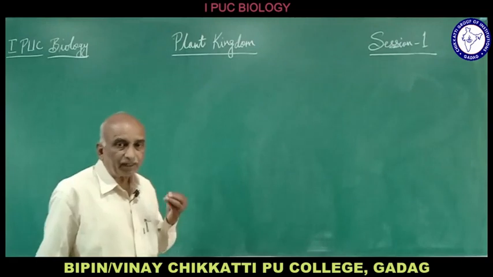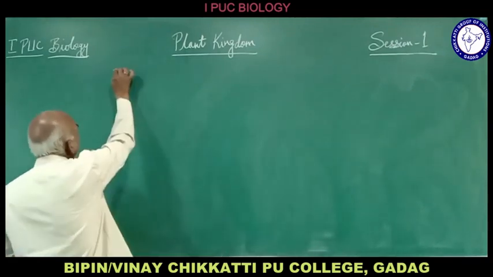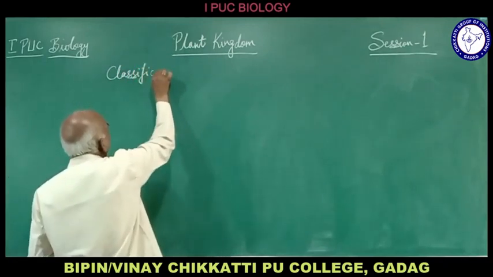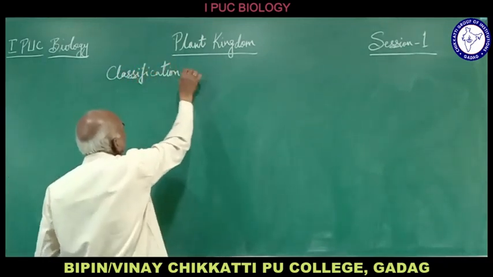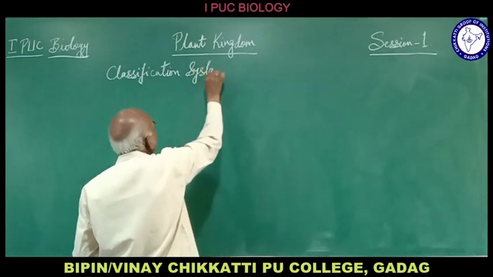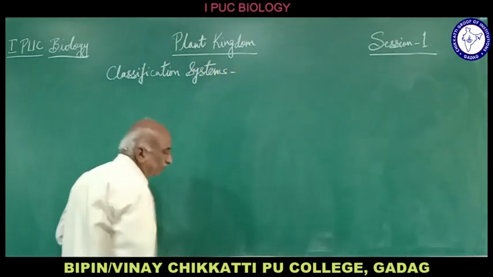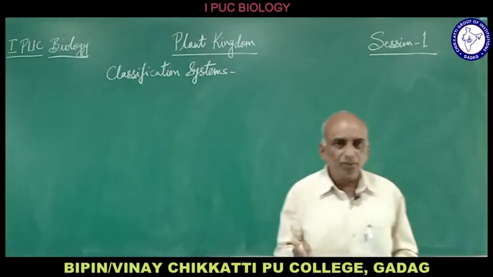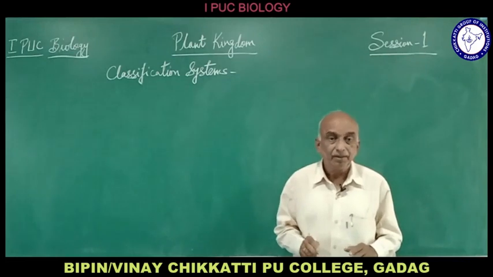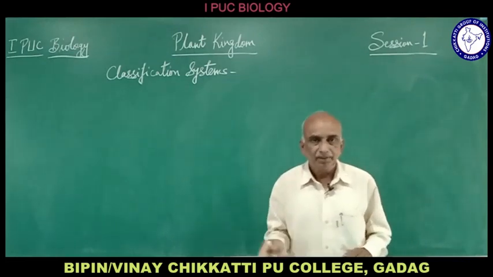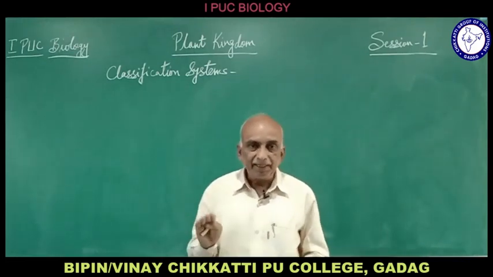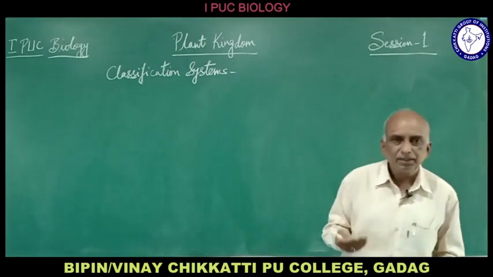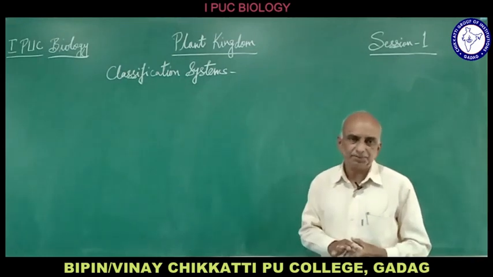shall study about classification. When classification was first proposed by different scientists, they proposed their own types of systems. For example, Whittaker's classification is 5 kingdom, Copeland 4 kingdom, Ernst Haeckel 3 kingdom, Linnaeus 2 kingdom. Like that, according to their own, they gave that system of classification.